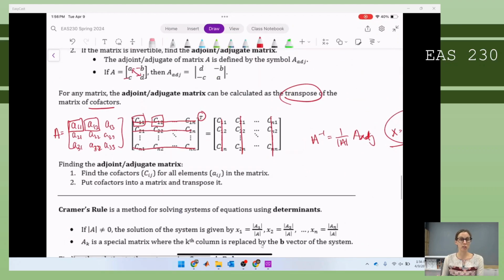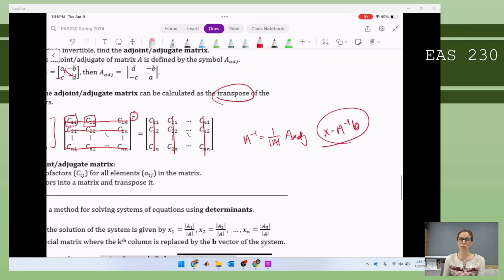Find the adjoint matrix, find any remaining cofactors, put them in a matrix, transpose it. A inverse equals 1 over the determinant of A times A adjoint. Multiply that by B in order to go ahead and get your solution.